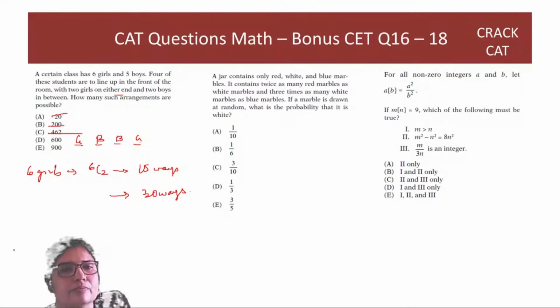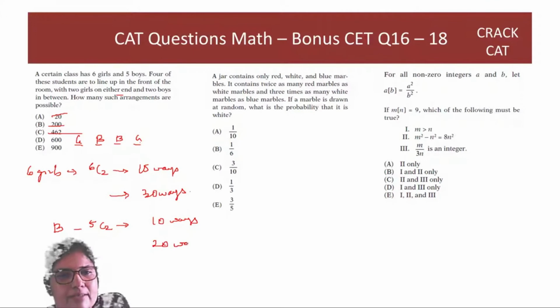Now boys. Boys are fewer anyway, so the answer should be less than 900. But anyway, we'll first select the 2 boys, which can be done in 5C2 ways, which is 10 ways. Arrange them, so that's 20 ways. So total ways is 30 into 20, which is 600 ways. Answer is option E.